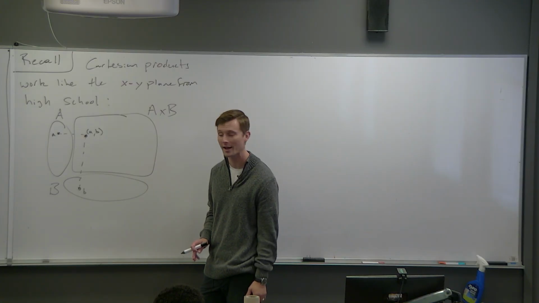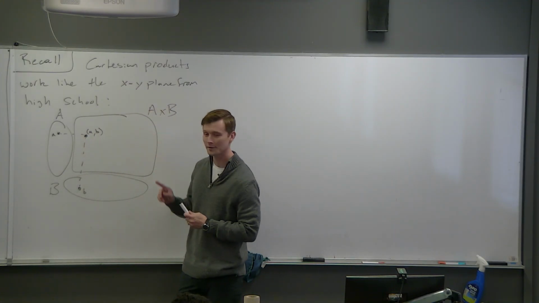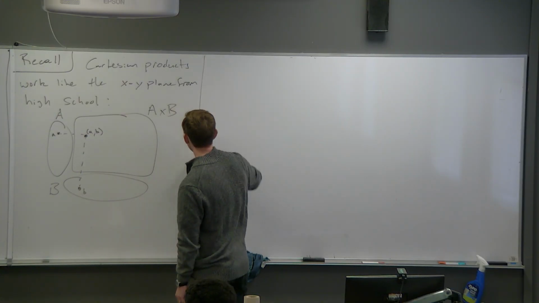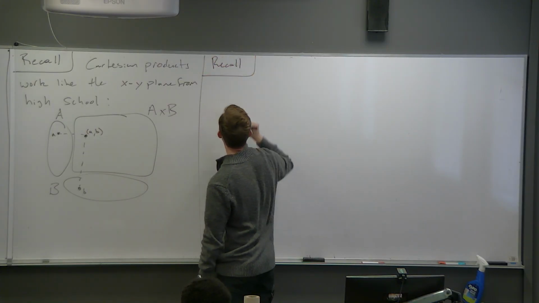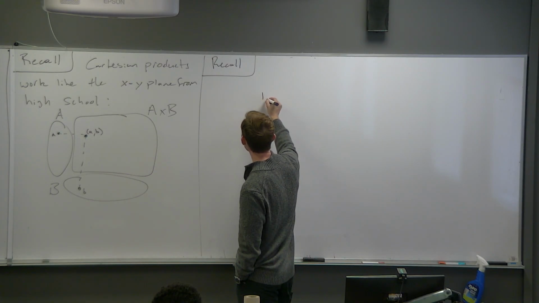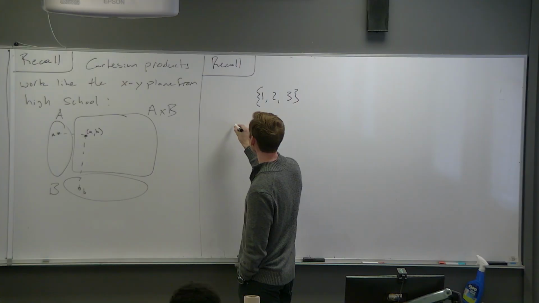Make a grid, and every place the lines cross, that is something in the Cartesian product. Now, another picture we've seen, maybe you can see some similarities here in some ways, is this business where I said something like, hey, what if we had the set {1, 2, 3}? Well, what does it contain?